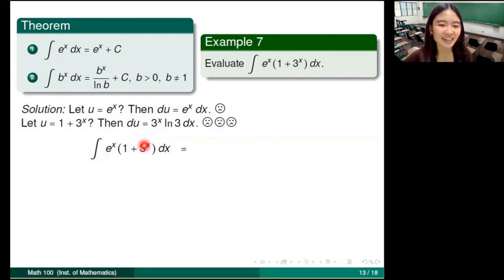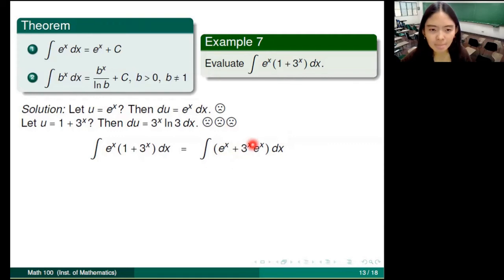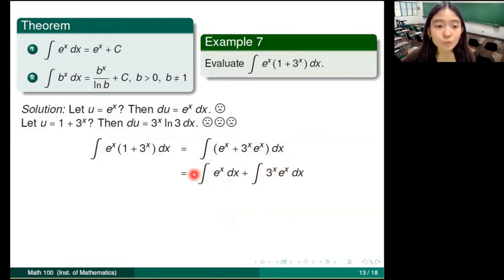Yung technique na gagamitin natin ay i-distribute natin si e raised to x dun sa quantity na ito. So, yeah, let's distribute e raised to x over our sum here. So, it becomes e raised to x plus 3 raised to x times e raised to x. And again, the integral distributes over a sum. So, pwede nating i-distribute ang integral at magiging ganito na siya. Yung una is the integral of e raised to x dx. Kayang-kayang ma-integrate mula sa theorem natin, straightforward na agad, e raised to x plus c.